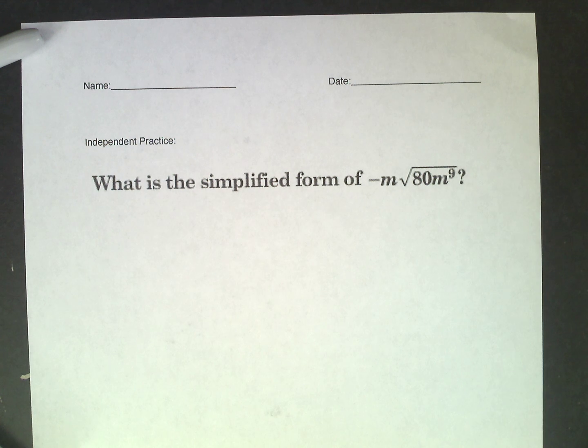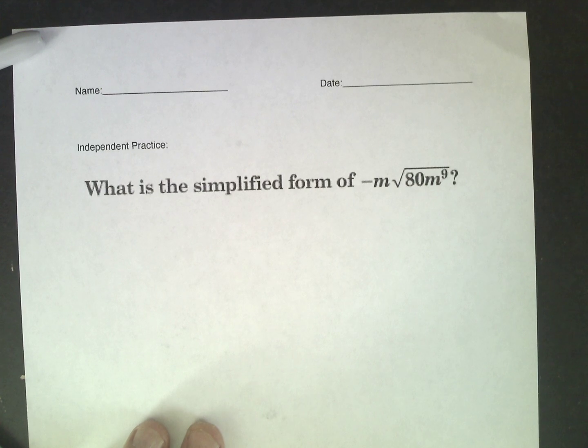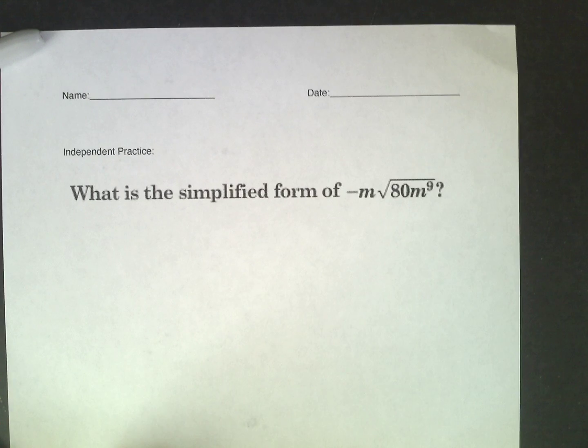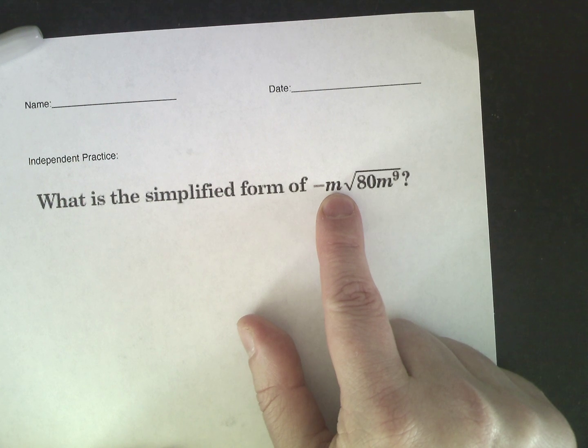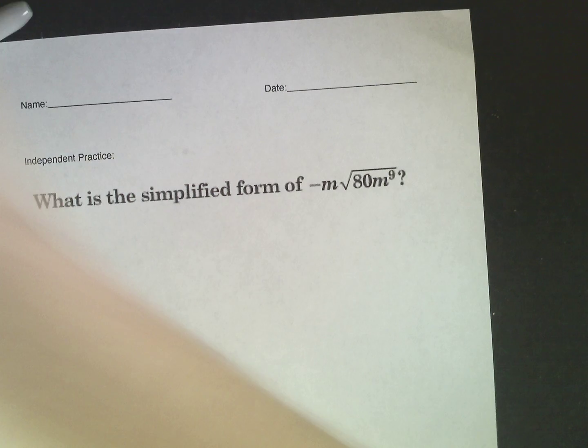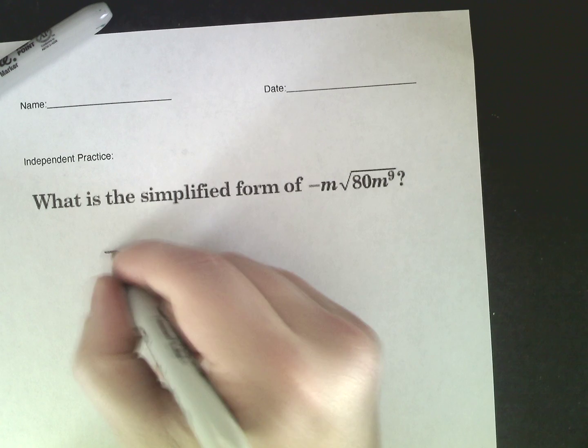Now we're going to do the independent practice part of our simplifying radicals lesson. So, here's what we're going to do. We're going to look at this form here. We're going to make it as simple as possible. So I'm going to break this down into three things. I got my m on the outside, this negative m. That's thing number one. I'm going to keep that outside, negative m.